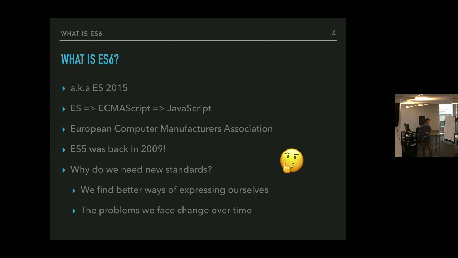So ES6, aka ES 2015. ES stands for ECMAScript, aka the brand name of JavaScript. So JavaScript has this secret alter ego as ECMAScript. ECMA stands for the European Computer Manufacturers Association. I guess it would make sense if there was manufacturers of consumers.